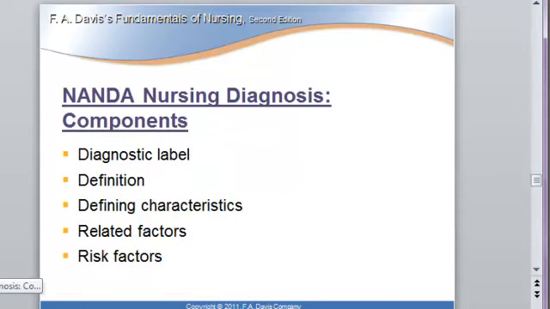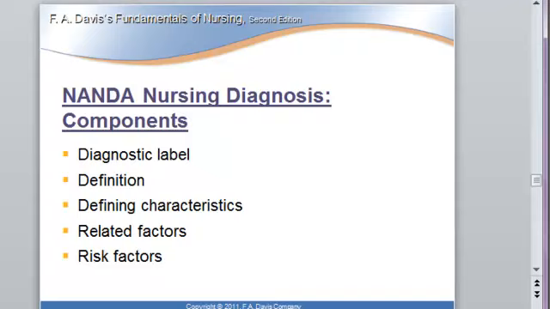Okay, so now we're going to talk about the NANDA nursing diagnosis, and the components of a nursing diagnosis. So how are diagnostic statements written? We'll talk about how it's written, what kind of resources, because you cannot do a nursing diagnosis without resources. You have your Fundamentals of Nursing, Wilkinson, your Volume 2. It's on pages 32 and 33. There's some standardized language there that we use.